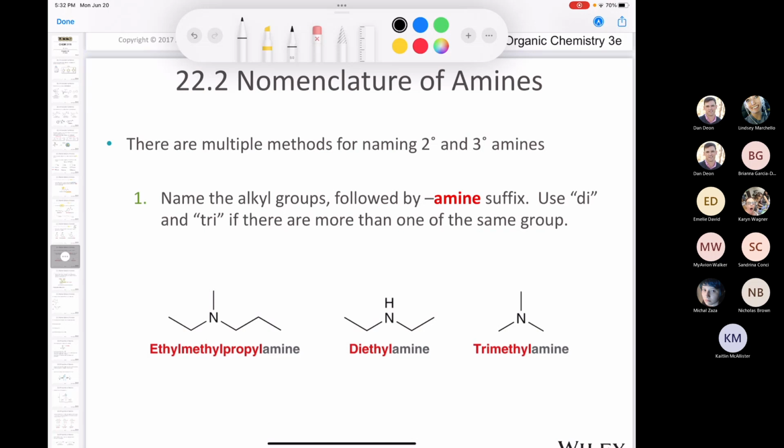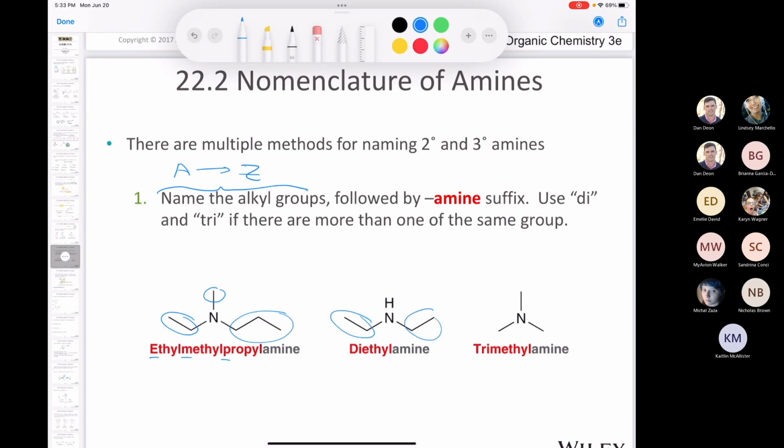Check it out. First one, it says, name the alkyl groups followed by amine suffix. Use di and tri if there's more than one group. Something that I don't have on here, but we'll put here: name the alkyl groups in alphabetical order, from A to Z. And then we just put the amine suffix. So look, here we have an ethyl, a methyl, and a propyl. What comes first? Ethyl, followed by methyl, followed by propyl.